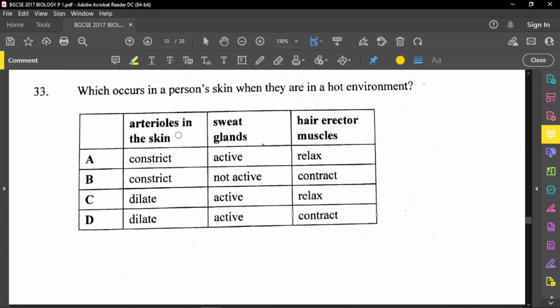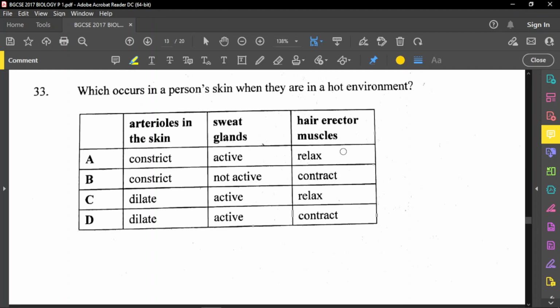So the only correct option here could be between C and D, right? The arterioles will dilate. The next thing that will happen here is that the sweat glands will become active because they want to sweat. Okay, so C and D are still in a neck and neck race right here. All right, so the erector muscles now. This is where the part becomes important. The separation here is the erector muscle.